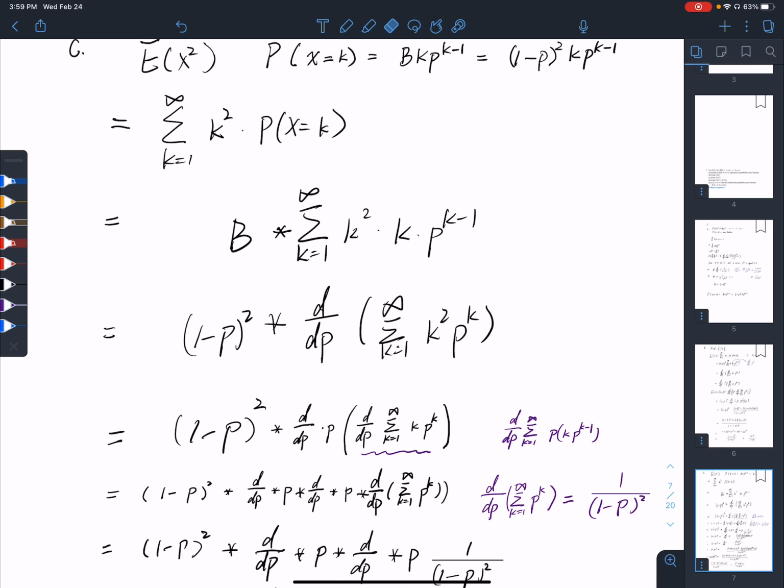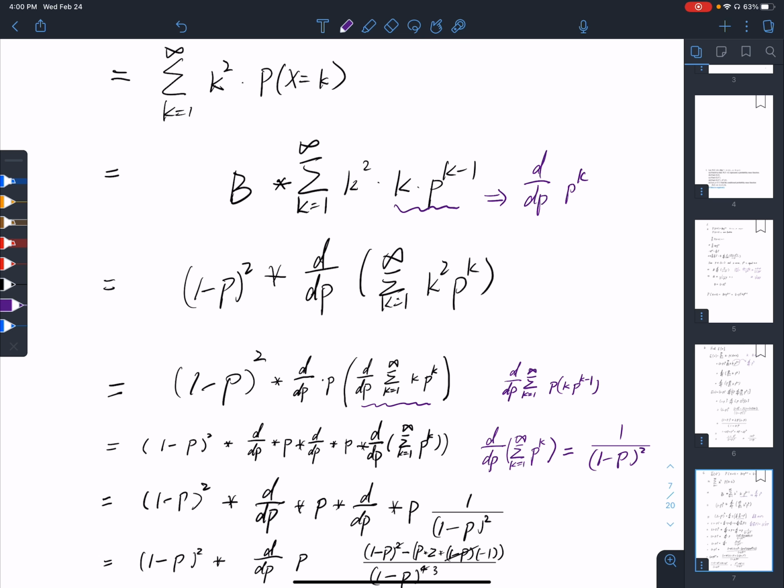And same thing, since we have the k times p to power k minus 1, we can do the same thing, modify it to the derivative of p to power k. And also we get the derivative of the sum of k squared times p to power k.